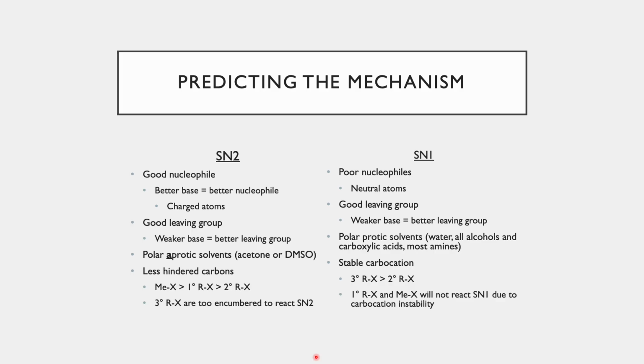Additionally, we'll see SN1 reactions where the reactant is a tertiary or secondary alkyl halide, and this is due to the stability of the carbocation, which is a very important topic in terms of whether it will react SN1 or not. The more a carbocation is substituted, the more stable it is as an intermediate. So primary alkyl halides and methyl halides are so unstable as carbocations that they won't even react SN1. A tertiary alkyl halide is going to form a more stable carbocation than a secondary alkyl halide, and again, primary and methyl halides won't even react.